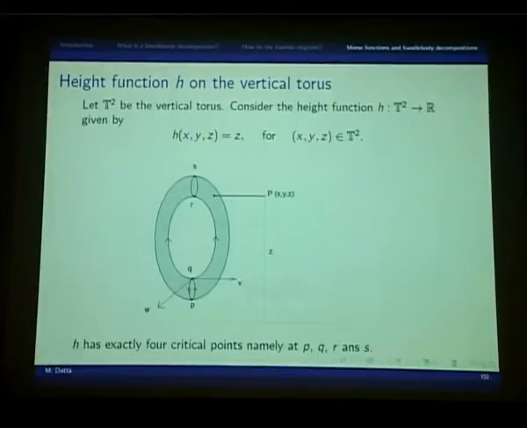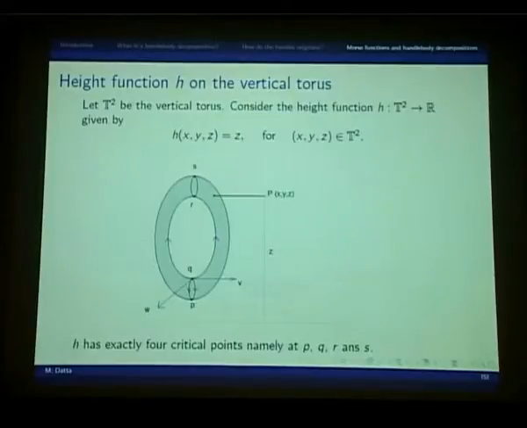Now I am considering a function h, a very simple function, which is taking a point. This is embedded in R3. So a point is denoted by x, y, z. So h of x, y, z will be equal to z. That means it is the height of the point from the level shown below.